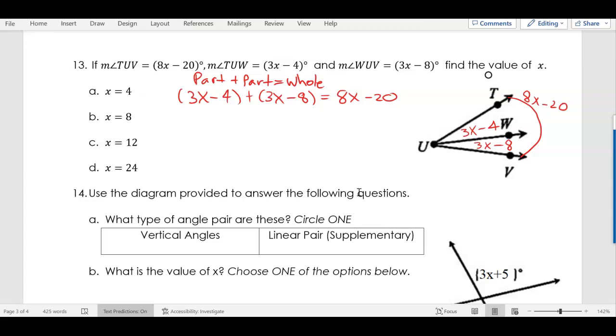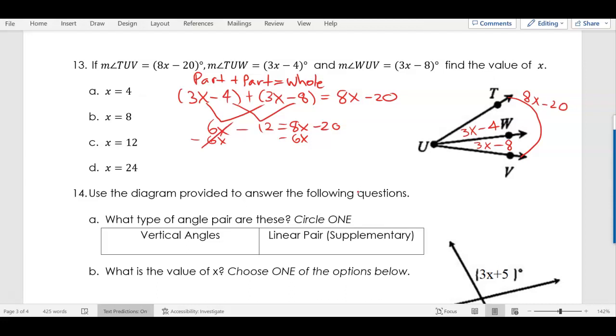Could you solve this? On the left side of the equal, we have lots of stuff. So let's combine my terms. 3x plus 3x is 6x. Negative 4 minus 8 is negative 12. Bring down equals 8x minus 20. X is on both sides. Let's get rid of the smaller x. So minus 6x, minus 6x.